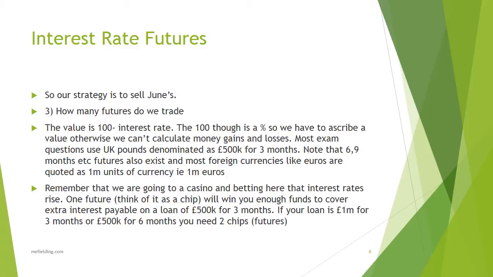When we went through the slides and the information on the question, we talked in very, very general terms about the value being 100% minus the interest rate. And we talked about the fact that contracts were a certain size and that these were futures. When you get to question number 3, you've answered the first 2. We're going to sell June futures. Now you have to understand what this information is actually telling you.